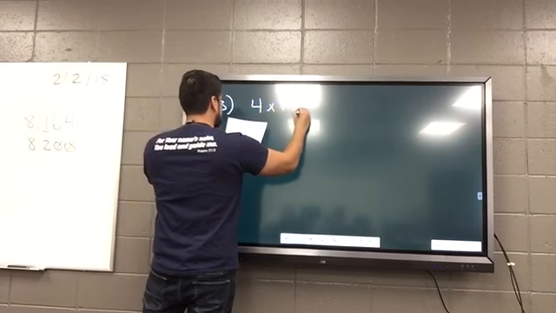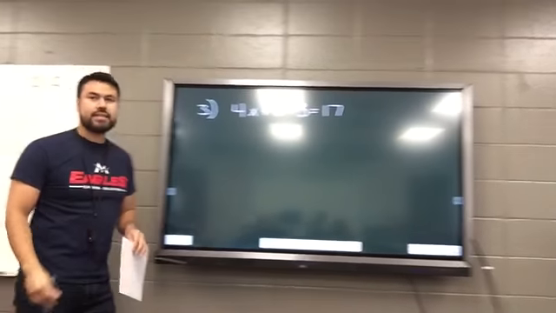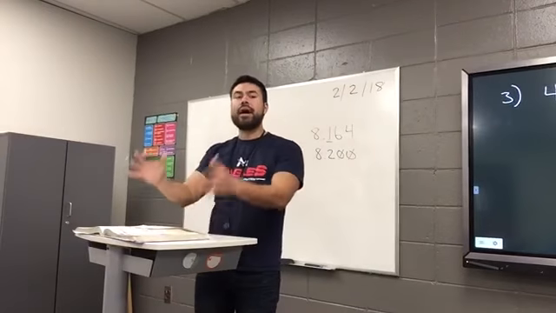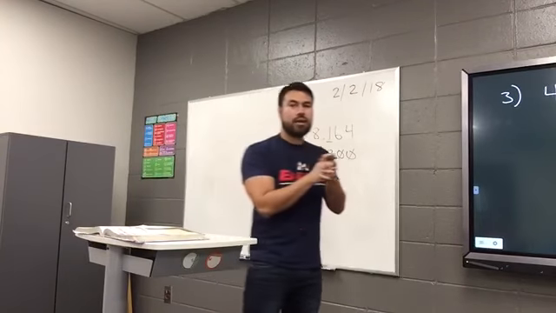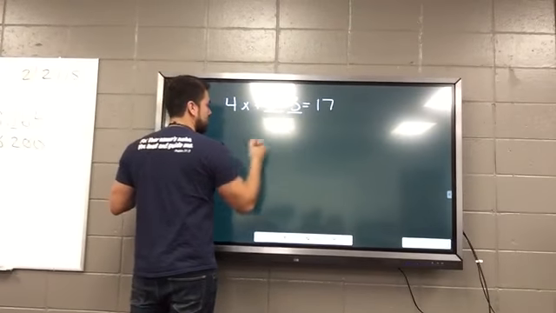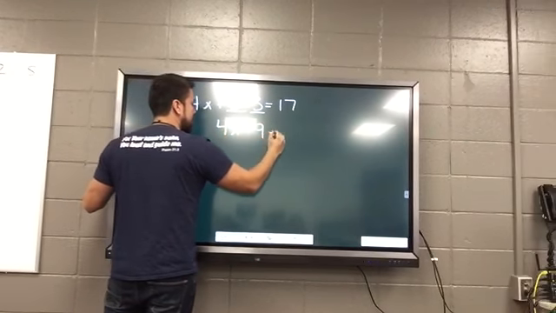4x plus 6 plus 3 equals 17. Is that a simple equation? Like, is it simplified? Or can I combine things to make it simpler? Yes. Okay, Mackenzie? You could do 6 plus 3. Okay, 6 plus 3 is what? 9. So I have 4x plus 9 equals 17.